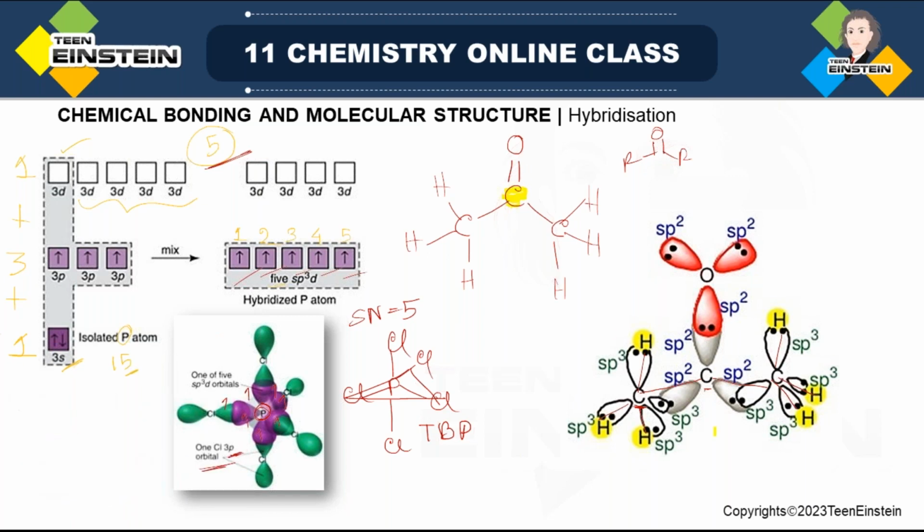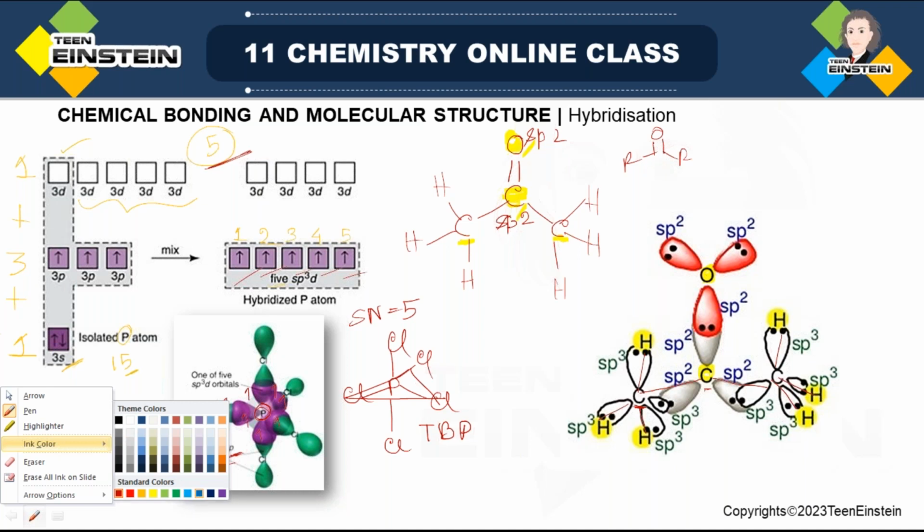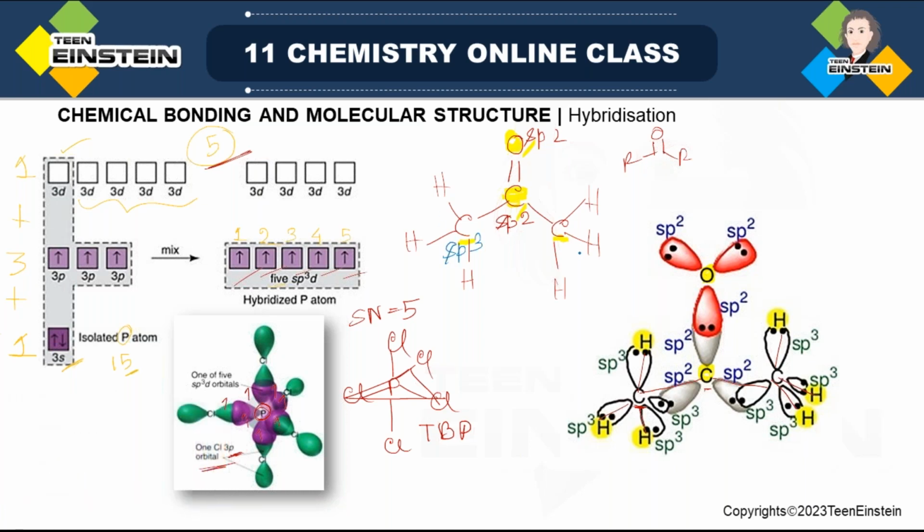So this carbon is basically this one, which is sp2 hybridized. Let me first say what the hybridization is for all of these. Oxygen is also sp2, so these two are sp2. Now this carbon is sp3, and this is also sp3. And for hydrogen, there is only one s orbital. So this carbon is sp2, this is also sp2, and on both sides this is sp3, this is also sp3.